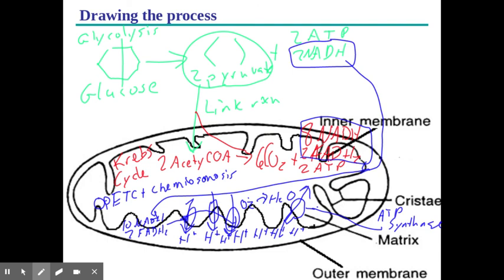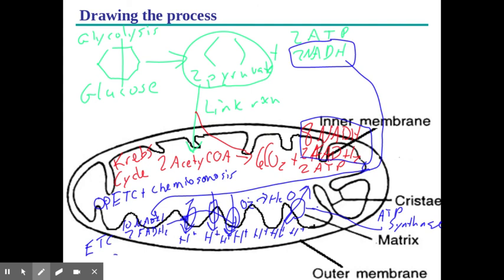Okay, so two pieces to this. The ETC is this part right here. That's where the electrons move through these proteins, to oxygen and create water. The chemiosmosis piece is the creation of this gradient, and then the eventual movement through this enzyme ATP synthase to create ATP.